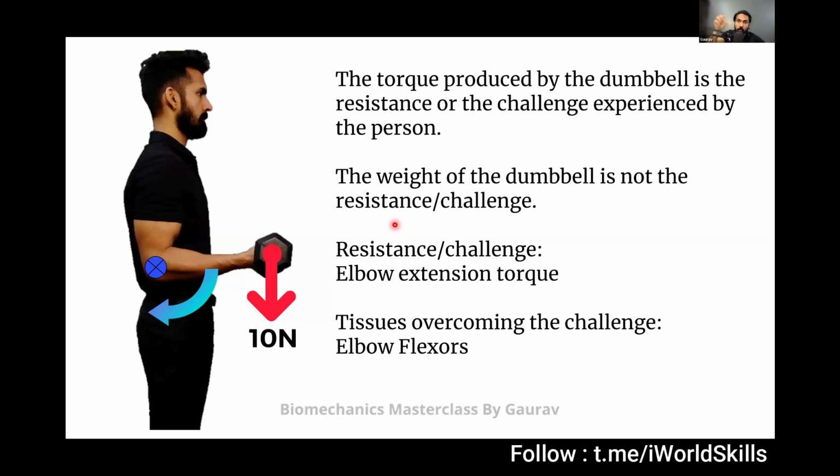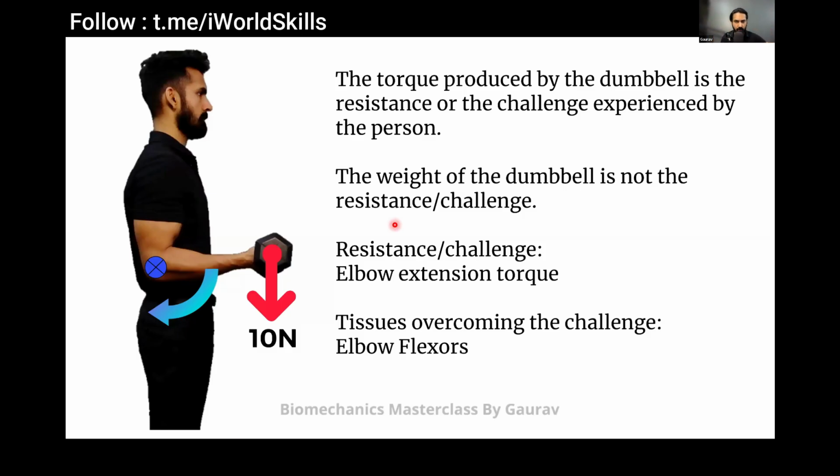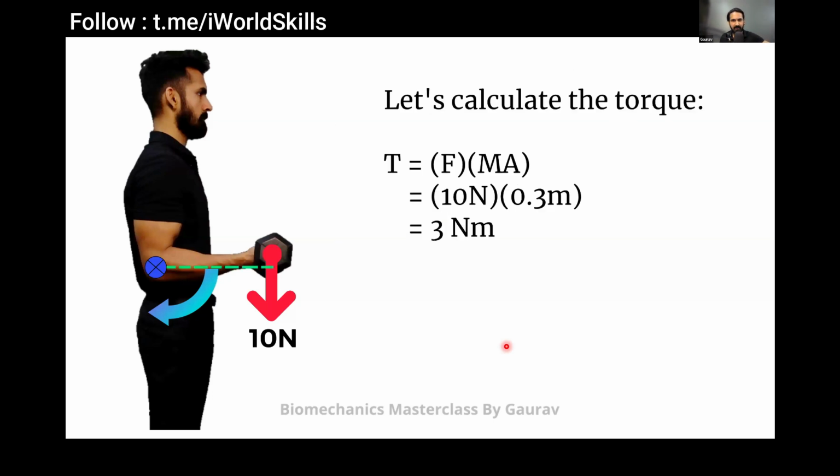It's the external torque. Write this down in your notes. Resistance is the torque produced by the force. The final resistance, the final challenge that you fight when you exercise. It's the torque. It's not the weight. Correct. Awesome. And the tissues that are overcoming this challenge are my elbow flexors. And since the resistance is the torque produced by the external force, we can calculate resistance because we already know how to calculate torque, right? Torque equals force multiplied by moment arm, which means resistance equals force multiplied by moment arm.